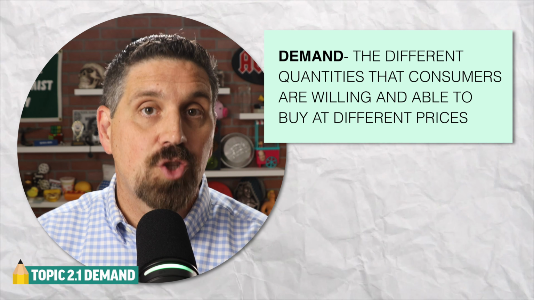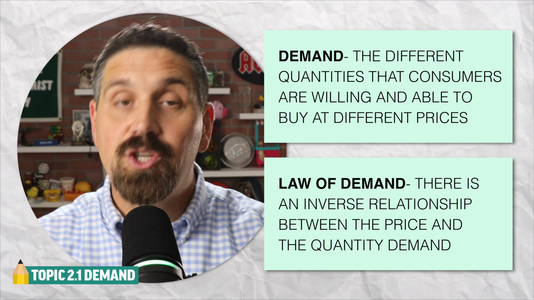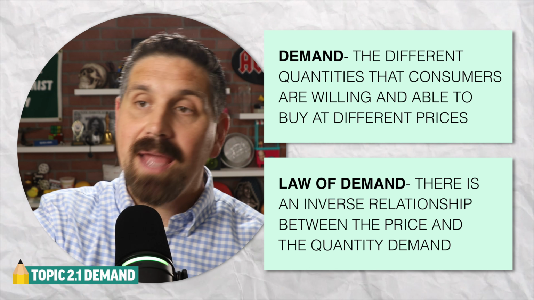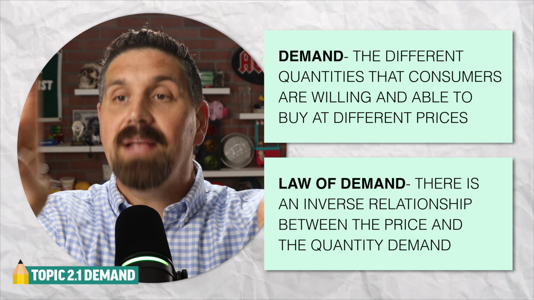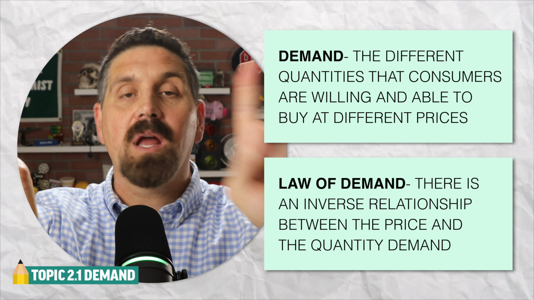You learned this in your class. It all starts off with some basic definitions. Demand is the different quantities that consumers are willing and able to buy at different prices. And there's the law of demand. It shows an inverse relationship between price and the quantity demanded. If the price goes up, the quantity people want to buy is going to fall. The price goes down, people are going to want to buy more.